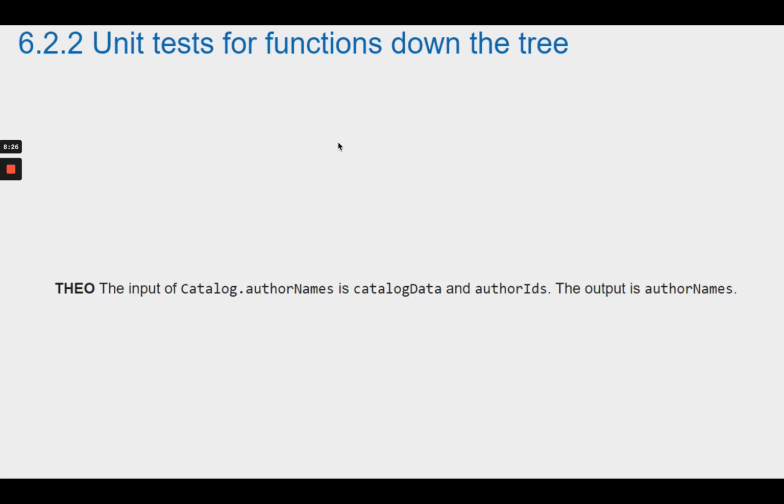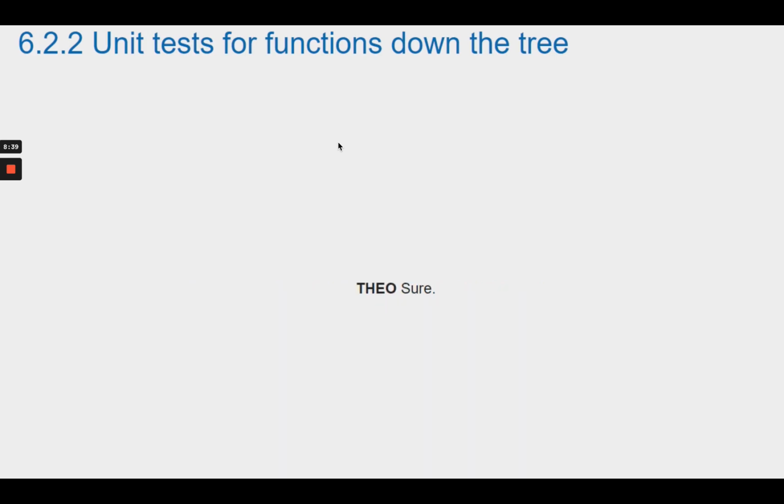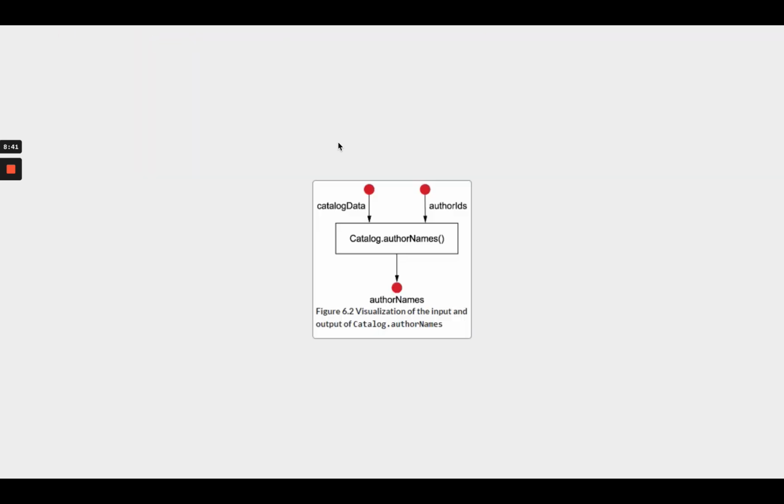Theo: The input of catalog.authorNames is catalog data and author IDs. The output is author names. Joe: Would you do me a favor and express it visually? Theo: Sure. It's Theo's turn to grab a napkin. He draws a small rectangle with 2 inward arrows and 1 outward arrow, as in figure 6.2.